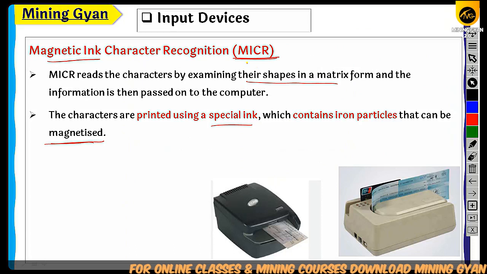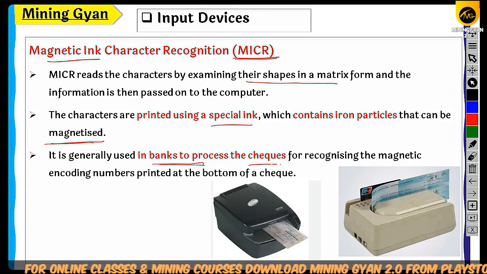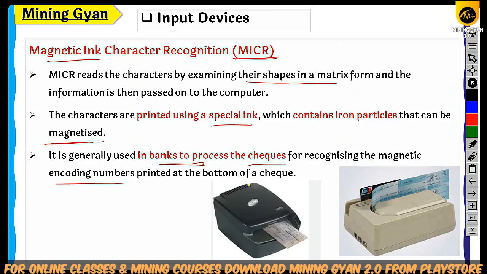recognized by the MICR. So it is generally used in banks to process checks. जो चेक को प्रोसेस करने के लिए जो यूज किया जाता है, that is also called MICR, to recognize the magnetic encoding number printed at the bottom of the checks.